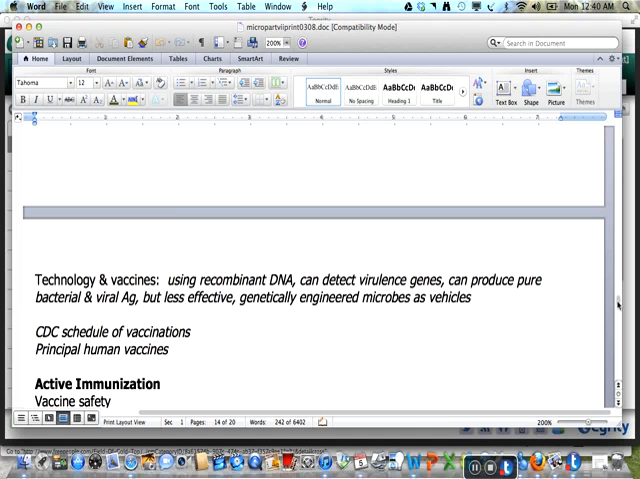We can detect the virulence genes and can produce pure bacterial and viral antigens, but they are less effective. Genetically engineered microbes can be used as vehicles. The CDC has a recommended schedule of vaccinations, which is regularly updated with new and changed vaccines.